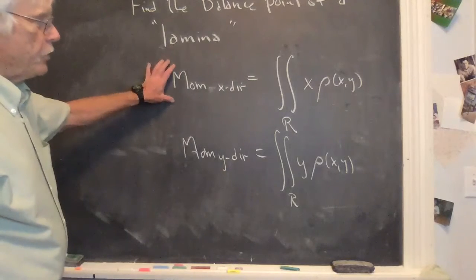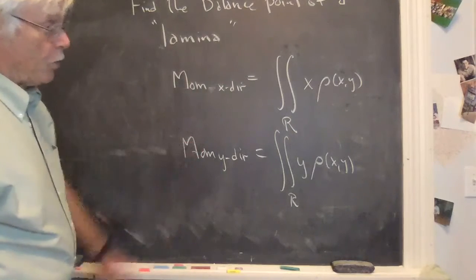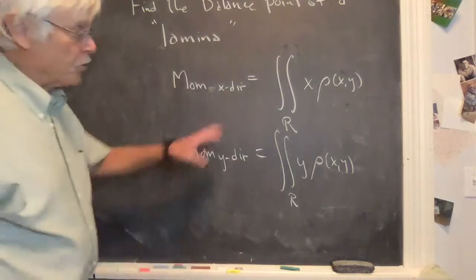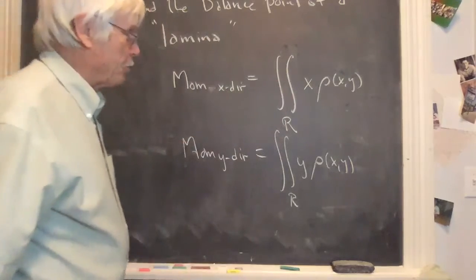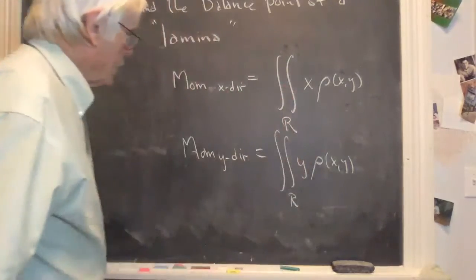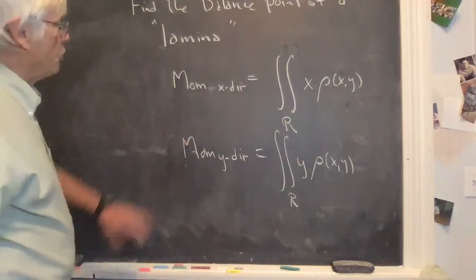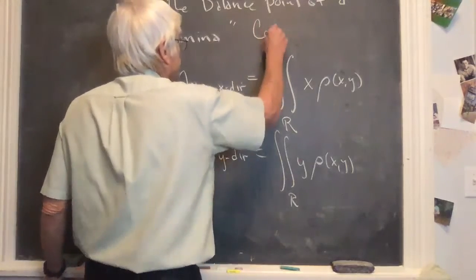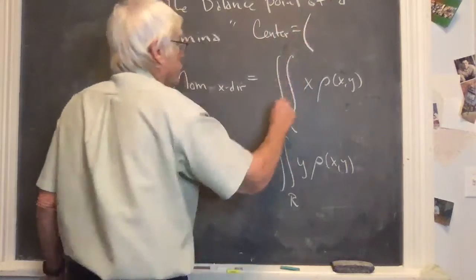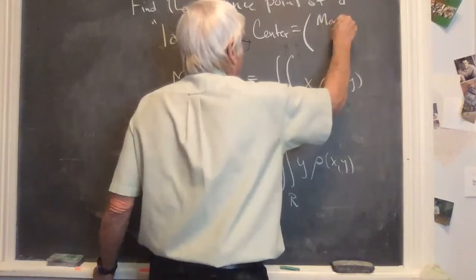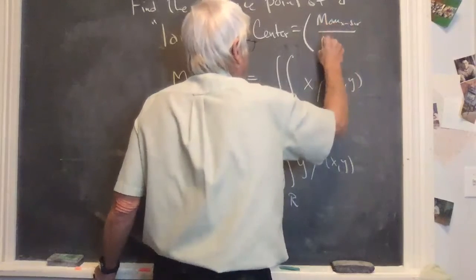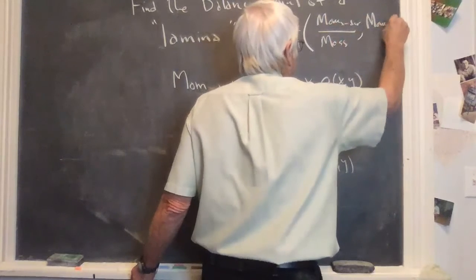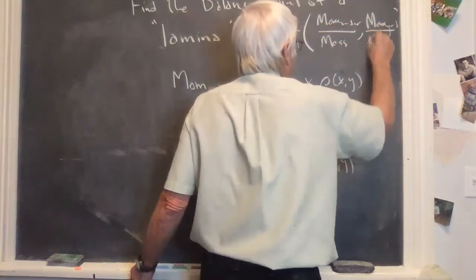If you didn't see how this works as a balance point in Calc 1, there's plenty of stuff on YouTube showing you how to find the teeter-totter balance point, and that's exactly what we're doing here. So these are the two integrals that give you the moment, and then the balance point consists of the moment in the x direction divided by the mass, and the moment in the y direction divided by the mass.